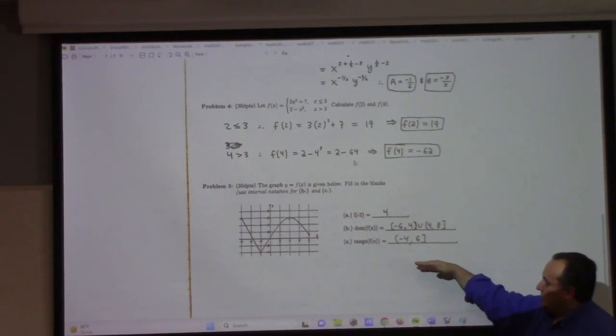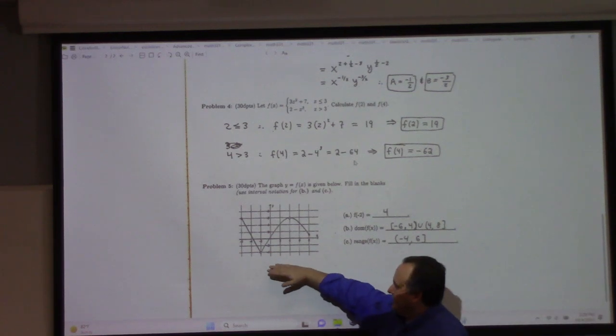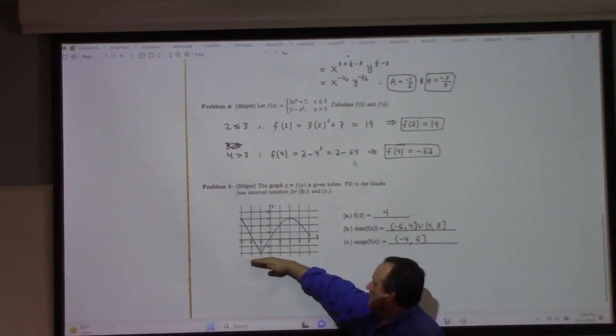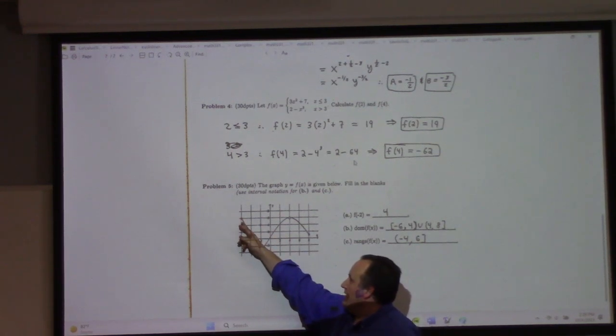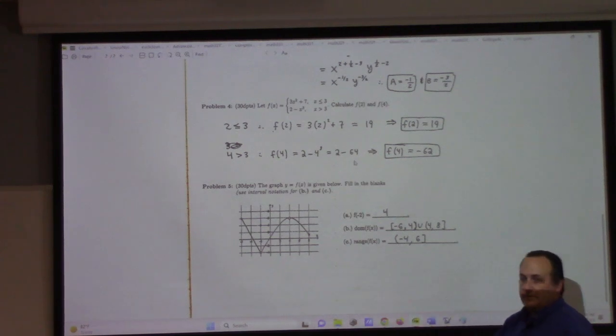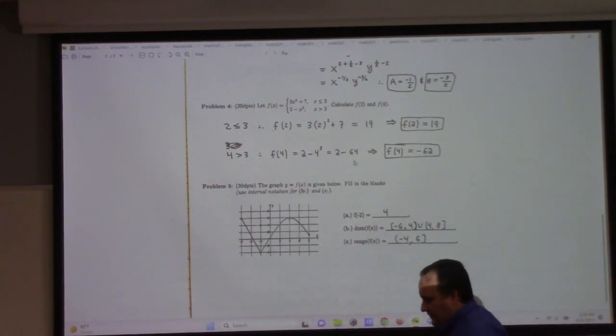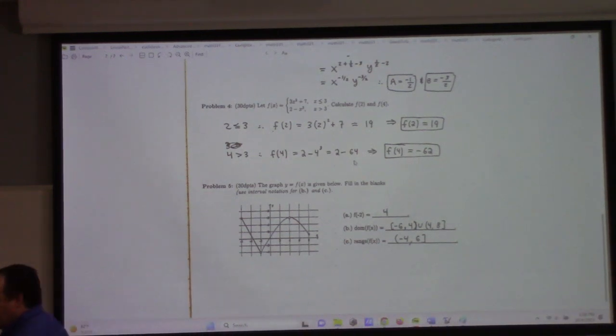And the range, the y values, well, the lowest one is minus 4, but it doesn't get there. And the highest it goes, so then 6 up here is the highest value it gets to. That makes sense. So that's the range. All right, so we should move on though. This is a review of things we've done.